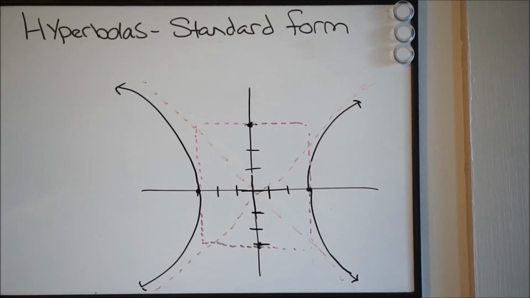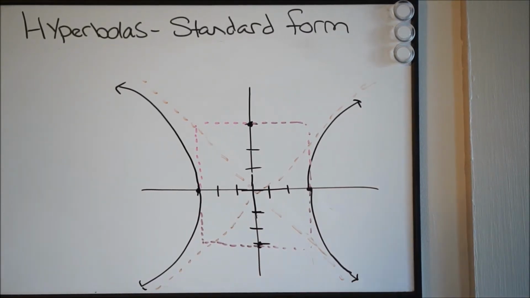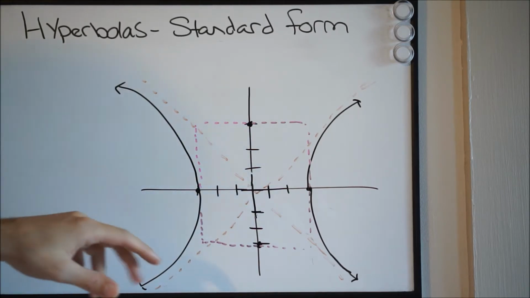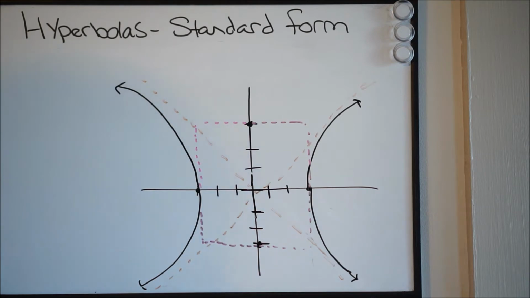Alright guys, so here's another example. We're given a hyperbola on a graph and they want us to write the equation of it in standard form. Our first step is to determine, are we dealing with a horizontal or vertical hyperbola? Looking at this, we can see that it's opening horizontally, so this is going to be a horizontal hyperbola, meaning that it has a transverse axis on the x, and a conjugate axis on the y.